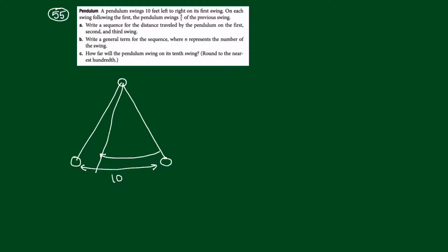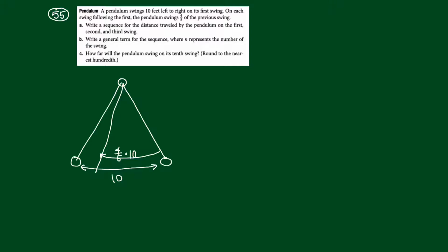And what is that? Well, we're told up here that this, right here, is 4/5 of the previous swing. Now it says 4/5 of the previous swing. The previous swing was 10. The "of" means times, so this distance here is 4/5 of 10.